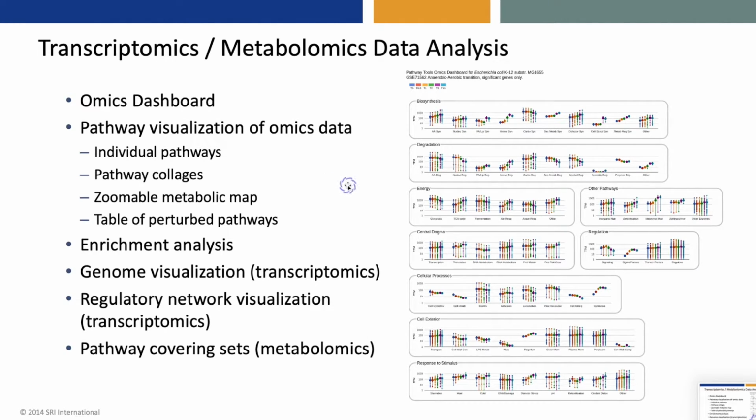We also have tools for pathway visualization of omics data that will paint omics data onto individual pathway diagrams, pathway collage diagrams, onto the zoomable metabolic map diagram, and onto a table of pathway diagrams sorted by an activation score that we compute for each pathway. There's also a classical enrichment analysis capability, and we can visualize transcriptomics data on the genome map and on a regulatory network diagram, and we can compute what are called pathway covering sets for metabolomics data.